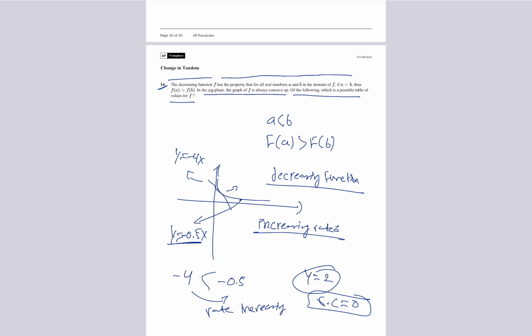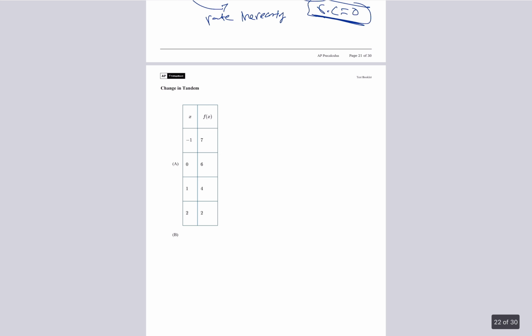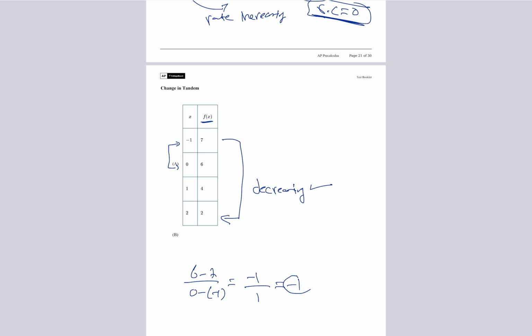So we're going to have to look through the answer choices and see which is giving us a rate of change that's increasing. And keep in mind that the function is always decreasing. That means f of x is always decreasing. So from 7 to 2, this function is decreasing, which is correct. We just want to make sure that the slope is increasing as well. Let's do that between these two points really quick. So 6 minus 7 divided by 0 minus negative 1, which is negative 1 divided by 1, which is negative 1, correct?